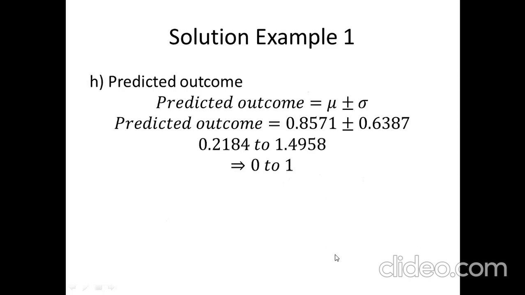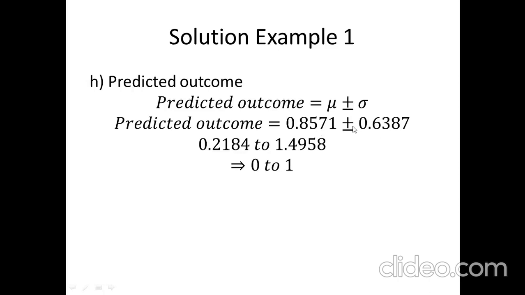The last thing that we had to find in the analysis was the predicted outcome. Now we know that the predicted outcome is basically equal to the statistical model plus minus the error of the model. The statistical model that we have used for finding the predictions is the mean value, which is mu, and the error of the mean is the standard deviation, that is sigma. So the mean came out to be 0.8571 and the standard deviation was 0.638. So 0.8571 plus minus 0.6387 will give us the predicted outcome.